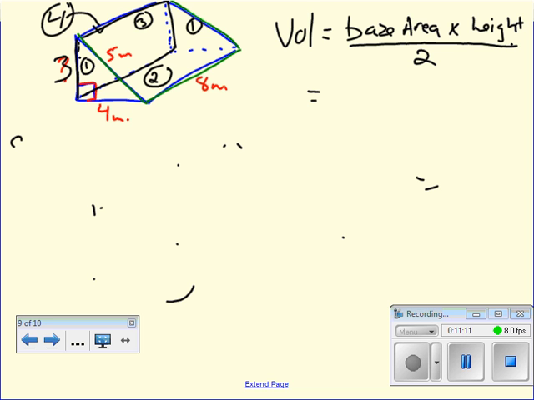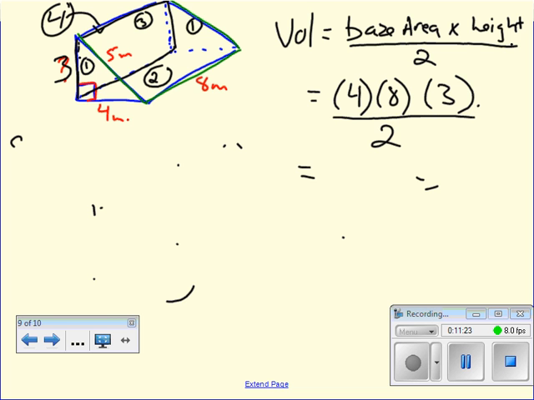So my base area is going to be 4 times 8. So that's the bottom. My height is 3. And I'm just going to divide this all by 2. This is meters, meters, meters. Well, 4 times 8, 32, times 3 is 96. Divided by 2 gives me 48 meters cubed. And that's my volume of my prism. So a couple of basic formulas to remember, but otherwise it's going to be pretty straightforward.